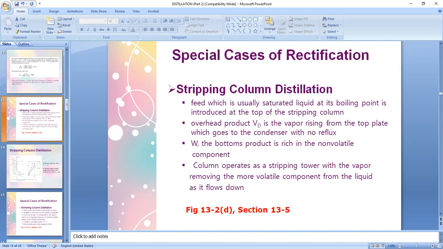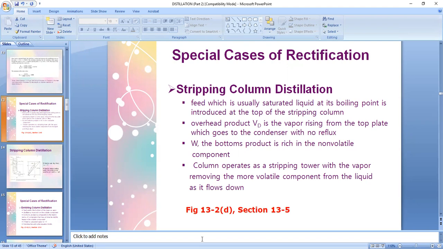Here, the column operates as a stripping tower with the vapor removing the more volatile component from the liquid as it flows down. So your liquid feed, specifically your saturated liquid feed that is introduced on top of this stripping column distillation, is flowing countercurrent to the vapor that goes up. In the process, the vapor separates the more volatile component that is present in your saturated liquid feed and then leaves the column. All the vapor is being condensed and there's no reflux in this case.